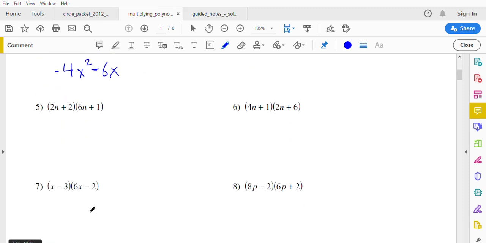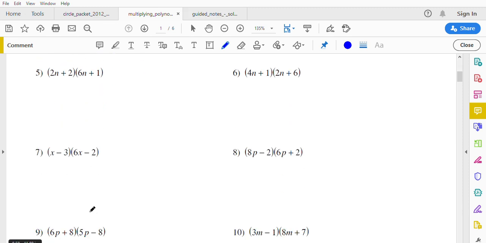These are the kind of things we really want to know for this year. So say, for example, for number 5 here, I need to distribute everything. I need to distribute the 2n to here, the 2n to here, the regular 2 to here, and the regular 2 to here. So we're going to have all sorts of multiplication, right? So we should have 4 different terms by the time we're all done.